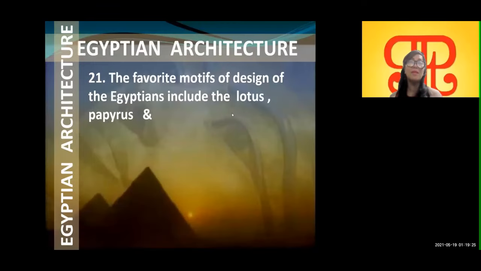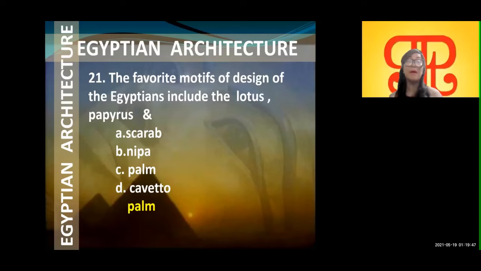Now, 21. The favorite motifs of design of the Egyptians include the lotus, the papyrus, and is it A, scarab? Is it B, nipa? Is it C, palm? Or is it D, cavetto? The answer here is, okay, it's palm. They get their designs, their motifs, from their plants.